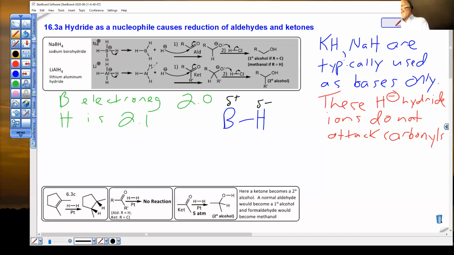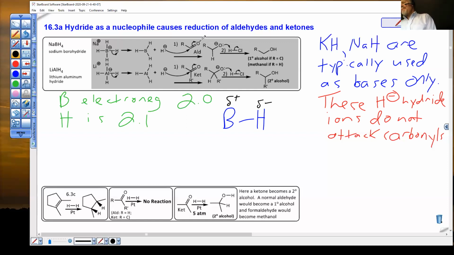And just like when we attacked an aldehyde or a ketone with a Grignard or an organolithium, we generated an oxide ion in both cases, which we then neutralized using hydrochloric acid. And this is another way to make alcohols. Useful molecules, alcohols.